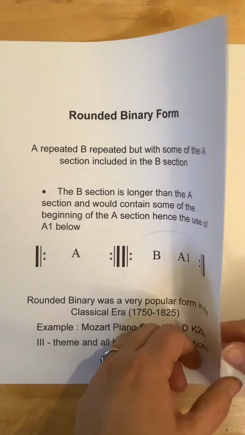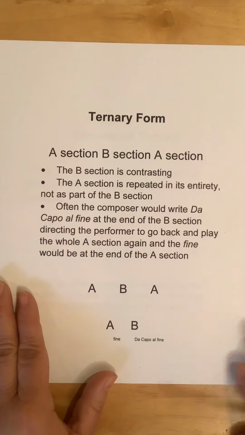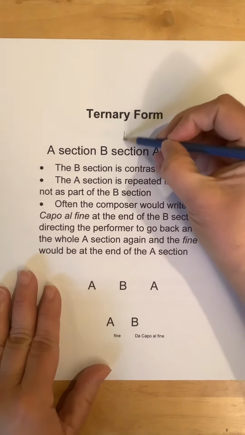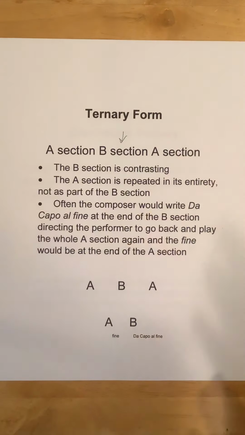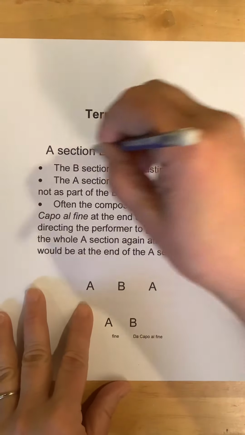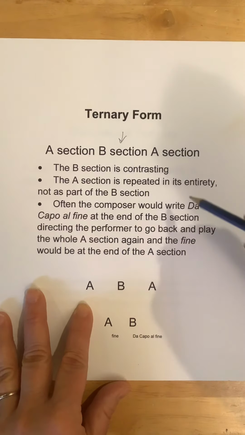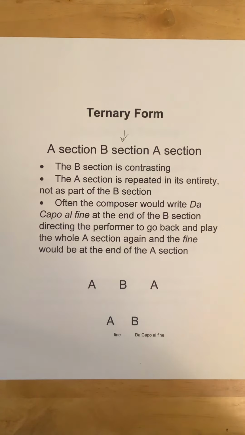Now, ternary form is ABA, and usually the B section is contrasting. It might be in a different key. Let's say the A section is G major; perhaps you're in the relative minor for the B section, and you go back to G major for the A section, because the A section is exactly the same as the first one. So the A section is repeated in its entirety, not as part of the B section.